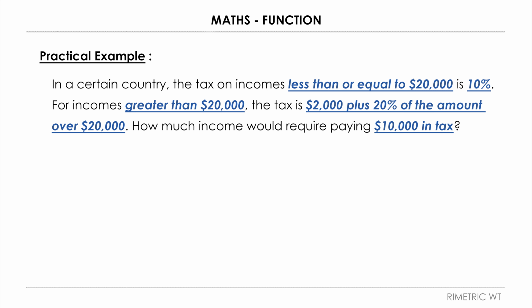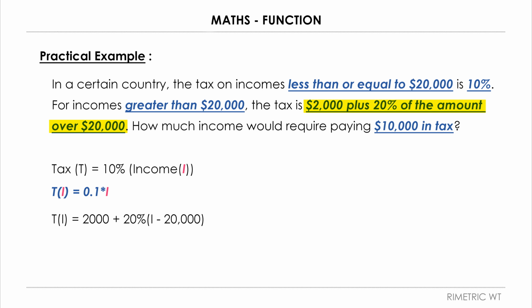Since we have two income categories, our function will be in piecewise form. For the first income category, the tax t is equal to 10% of the income I. Therefore, we can express it as t of I equals 0.1 times I when I is less than or equal to 20,000. And the second income category is defined as 2,000 plus 20% of the amount of income above $20,000. So it will be t of I equals 2,000 plus 20% of I minus 20,000.